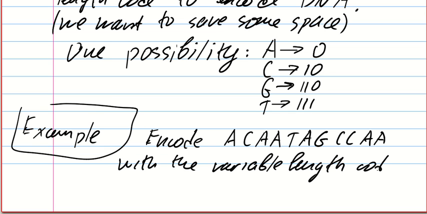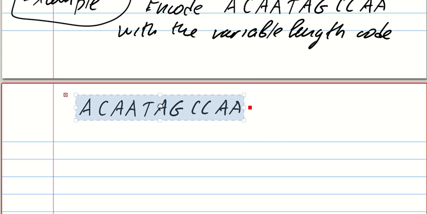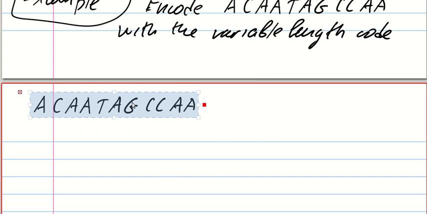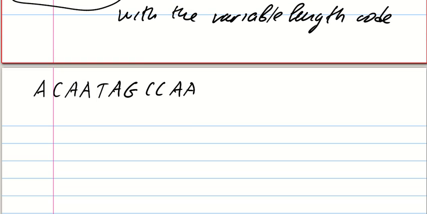With the variable length code. So like always, we take our sequence, we move it to the next page because we ran out of space. And this is our sequence here. Probably we will also need to grab the code. So we'll take the code.